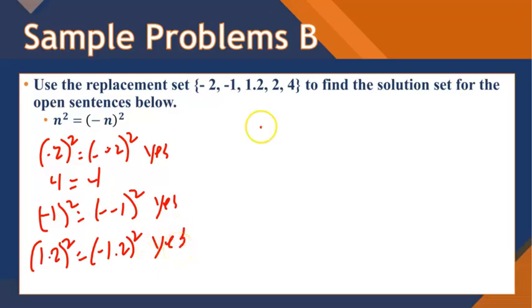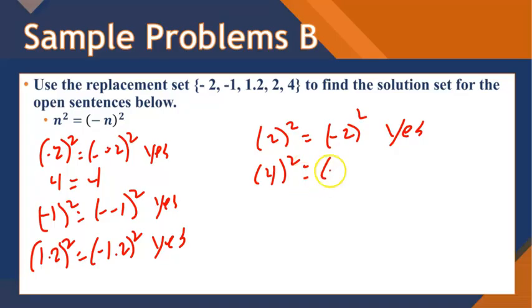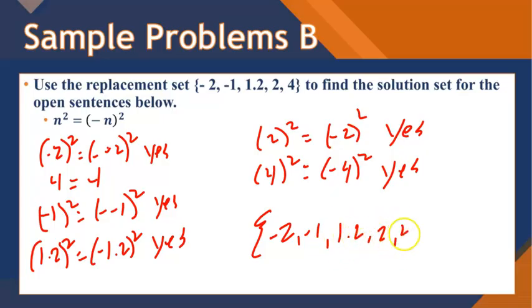And if I did 2 squared is equal to negative 2 squared, that is also working because that's 4 equaling 4. And the last one, 4 squared equaling negative 4 squared. Yes, that also works. They're both equaling 16. Now, because of the negatives on the inside and we're squaring it, when you square a negative, it's always going to be positive. And since the numbers we were putting in were the same, they're all solutions. So the solution set would be negative 2, negative 1, 1.2, 2, and 4.